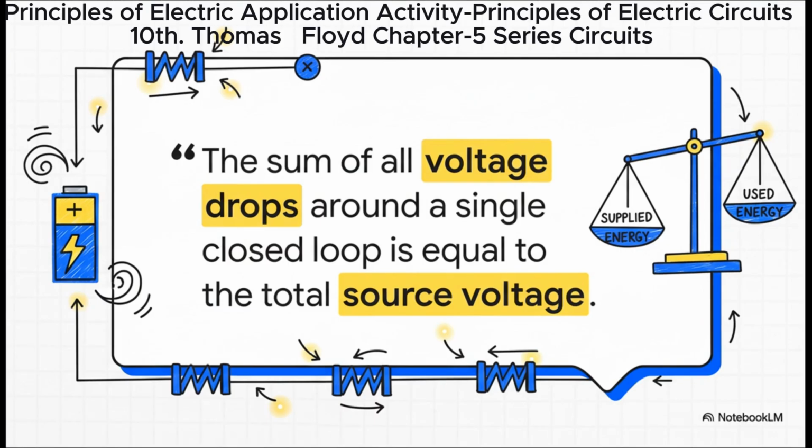The voltage source puts energy into the circuit, and as the current flows, the components, the resistors, use that energy up. We call that a voltage drop. It's like a toll the current has to pay to get through each component. KVL just says that the total energy you put in has to equal the total energy used by all the components. It's a perfect balance.